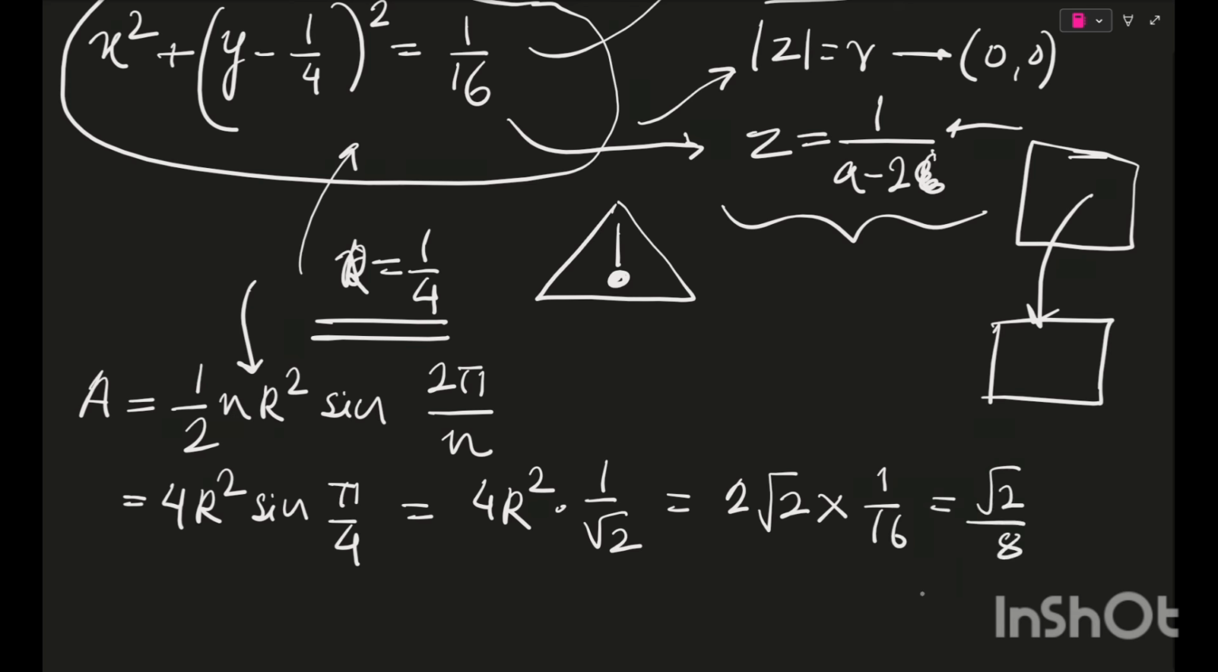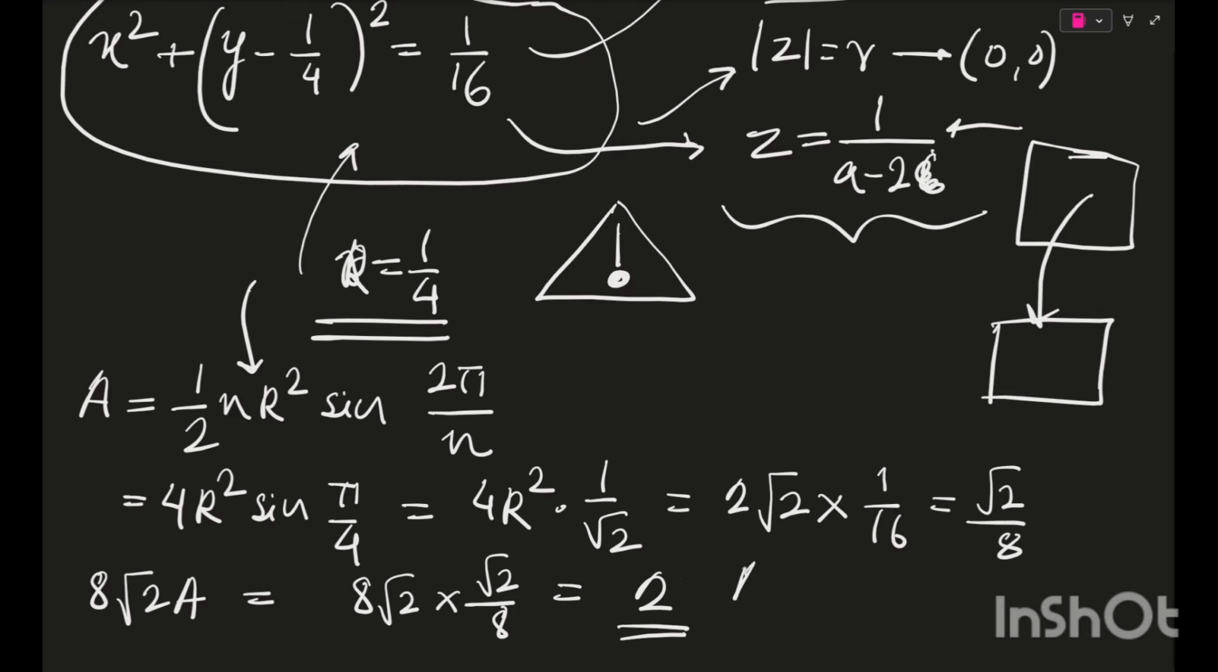So this has come out to be root 2 by 8, and I guess they had told us to find the value of 8 root 2 capital A. So 8 root 2 into root 2 by 8 comes out to be 2. So guys, the final answer for this particular question will be 2. Great question, a really good question. I would say this is the best question I found in all the Allen papers I have been seeing since the past 1 month. So guys, I hope you are satisfied with this one.